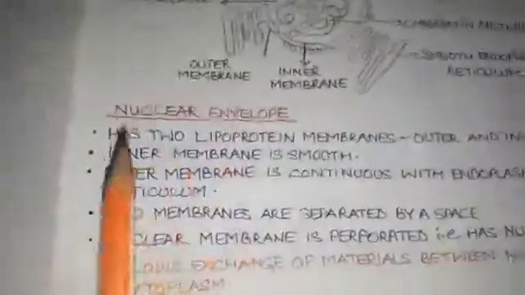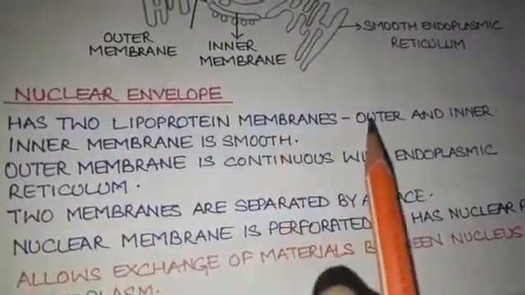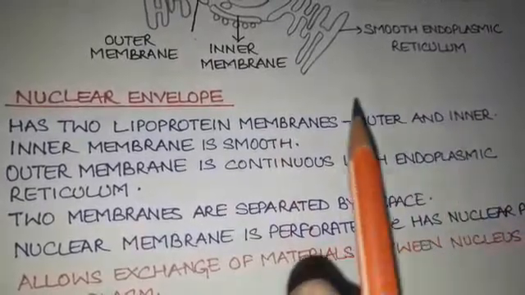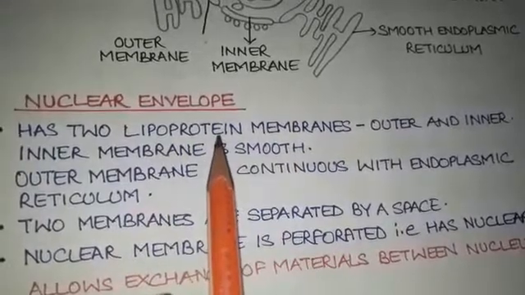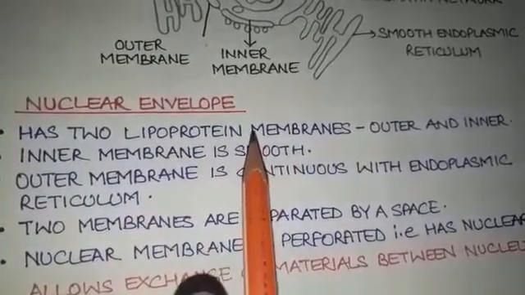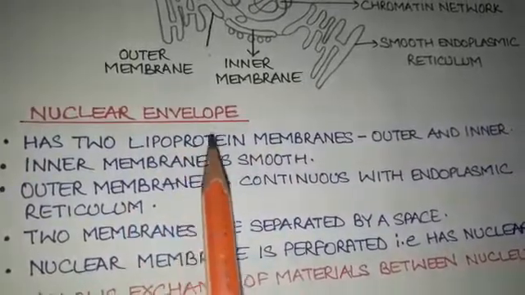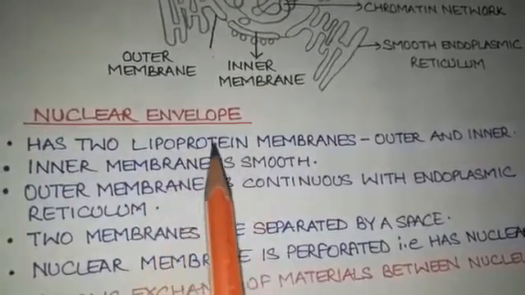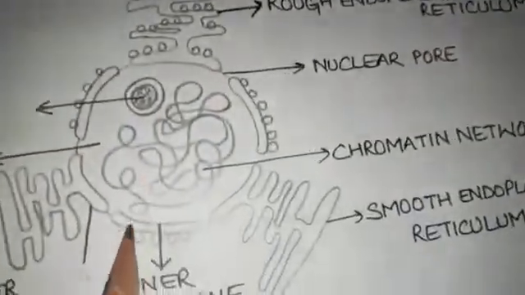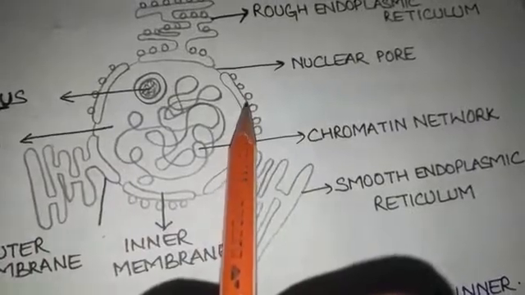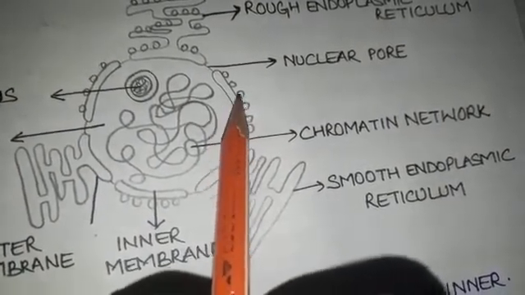Number 1, nuclear envelope. Nuclear envelope has 2 membranes, the outer membrane and the inner membrane, and these membranes are made up of lipoproteins. As I told you in the earlier video, lipoproteins means lipids and proteins. Collectively, lipids and proteins are called lipoproteins. Here you can clearly see in the structure that in the nuclear membrane, this is the inner membrane, this is the outer membrane, 2 membranes.